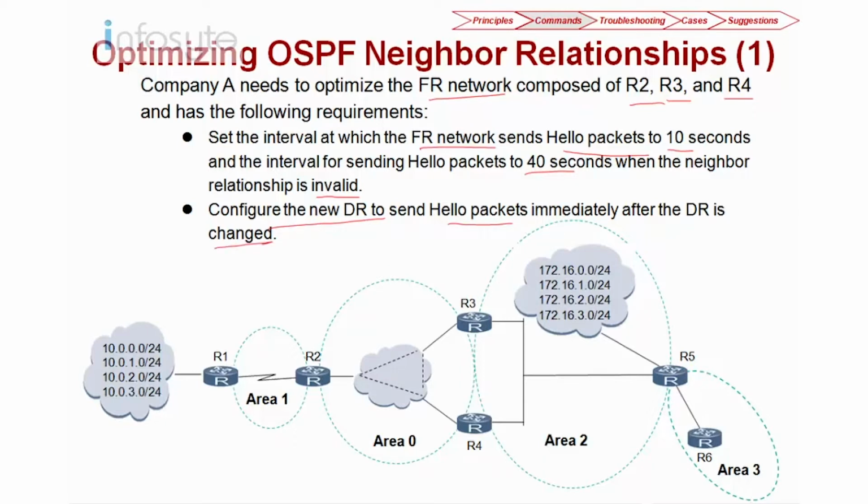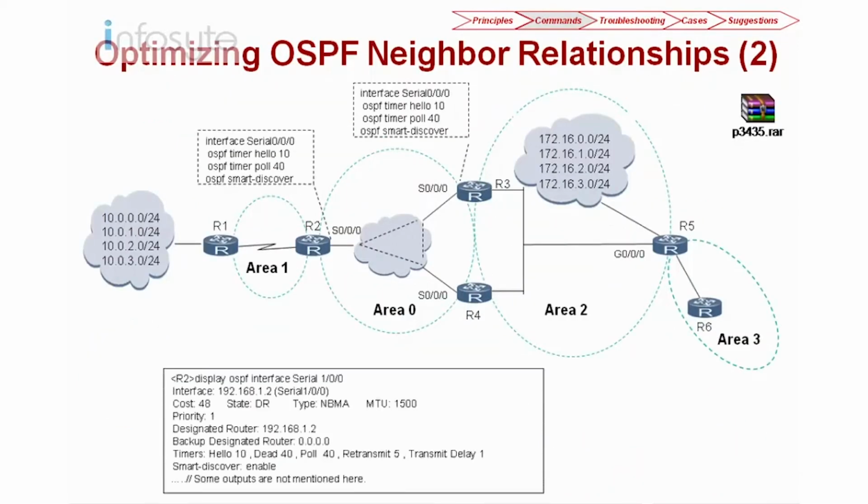So in this situation, we need to change on R2, R3 and R4 the hello timer and the dead timer, as well as enable the DR hello packet. Let's check on the configuration. We call this OSPF smart discover. It means that when your DR changes, they will immediately send the hello. So this is what we're going to configure.